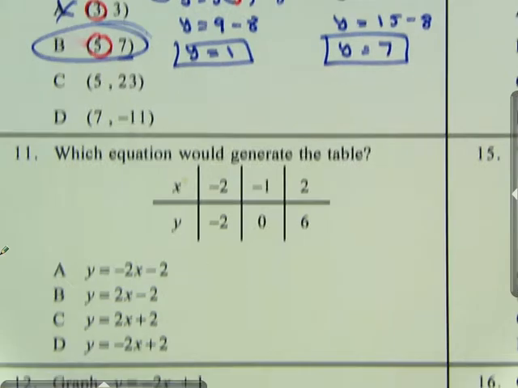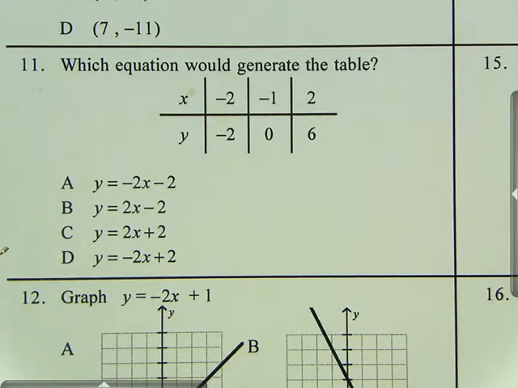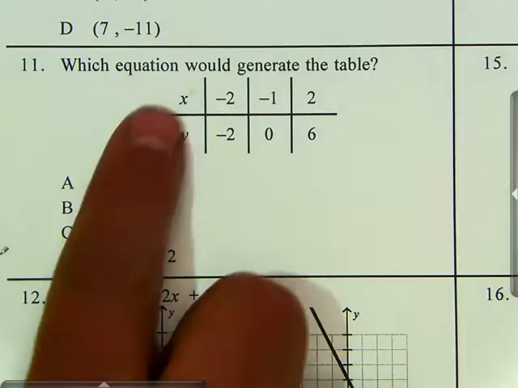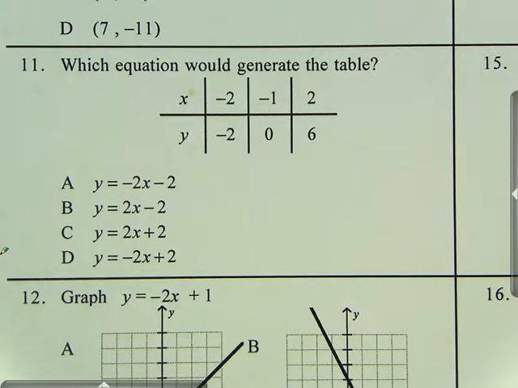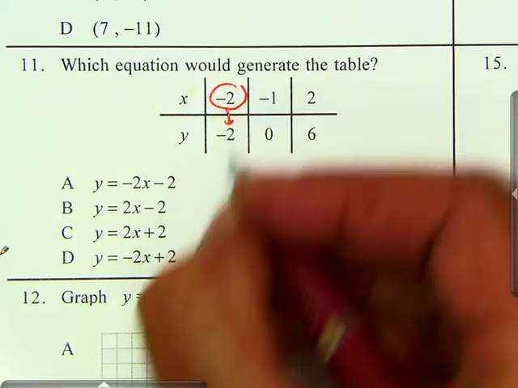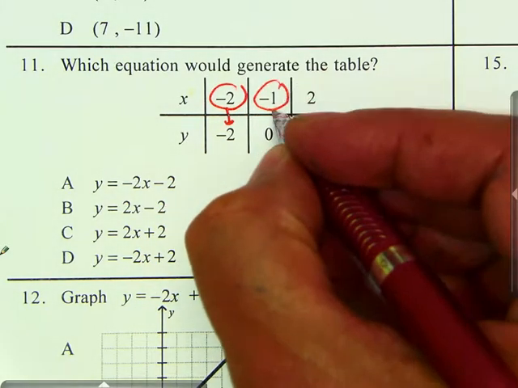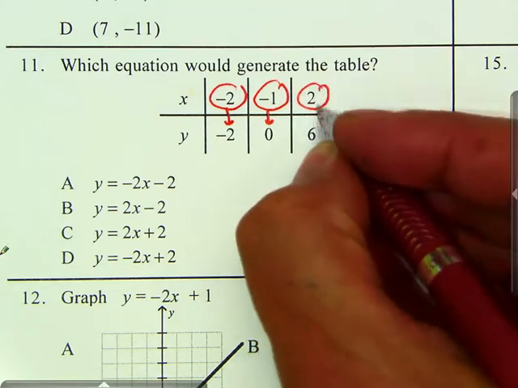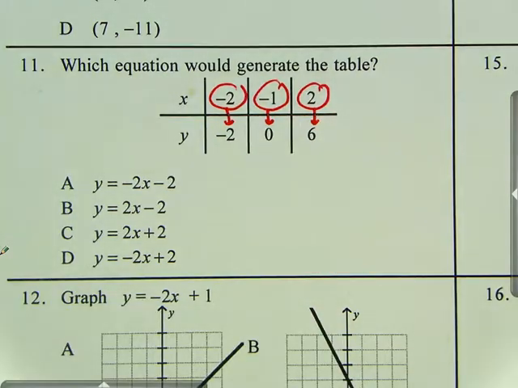For problem number 11, it's going to be very similar, where they want you to find the equation that will generate this table. That means that if you plug in a -2 in the equation, it gives you -2. If you plug in a -1, it gives you a 0. If you plug in a 2, it gives you a 6. So you just need to decide which number you want to plug in. I actually try to select one that's easy.